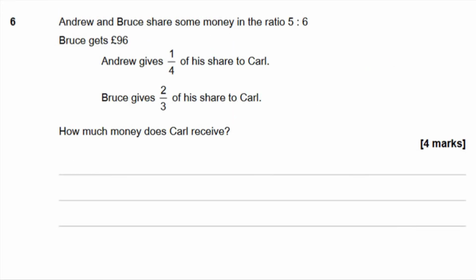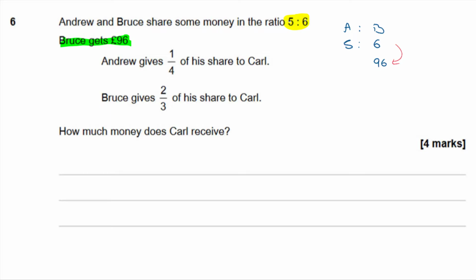Question 6. Andrew and Bruce share some money in the ratio of 5 to 6. Bruce gets £96. Andrew gives a quarter of his share to Carl. Bruce gives 2/3 of his share to Carl. How much money does Carl receive? So I'm going to start at the top with this ratio. I know that Andrew and Bruce share the money in the ratio of 5 to 6, and I know that Bruce gets £96. If Bruce's share is 96, then that is just a multiple of the base ratio, because 6 goes into 96.